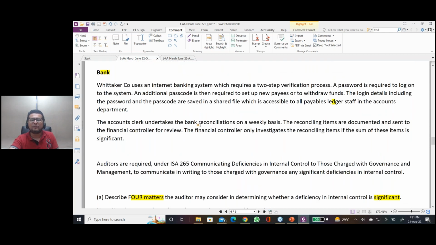Now we need to identify one more deficiency, and we are still left with the bank system. Okay, I'm giving you another 5 minutes. Please read this bank system and try to identify the deficiency on your own.